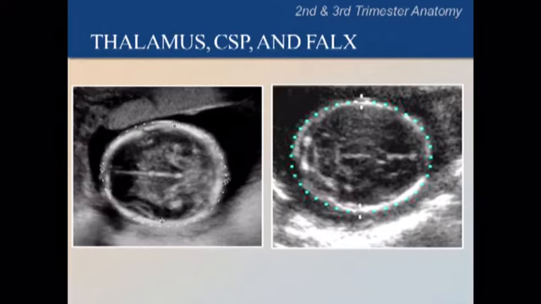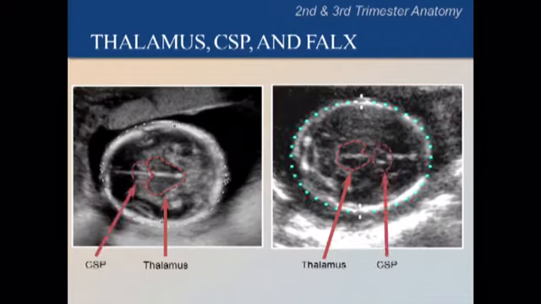Let's review again the appearance of the thalamus, CSP, and the falx. The thalamus often has a heart shape, and the CSP is located just in front of the thalamus. The CSP appears as a small black box or as 3 white lines.